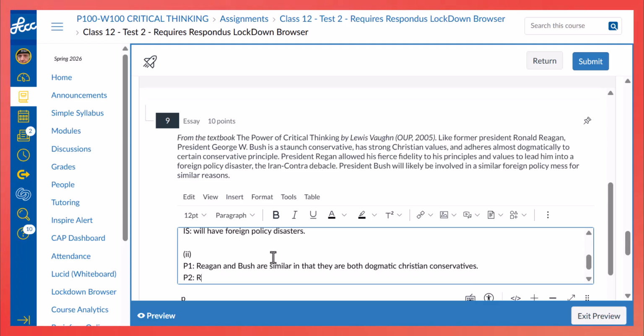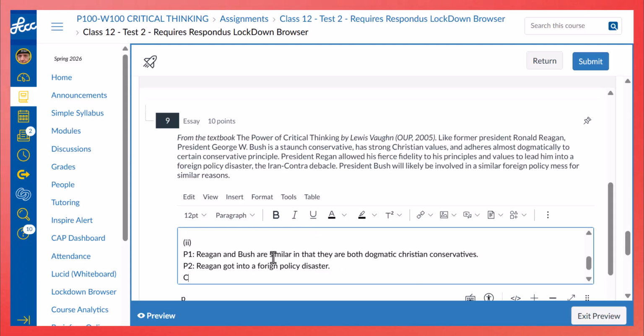P2, Reagan got into a foreign policy disaster. Conclusion: Bush will get into a foreign policy disaster.